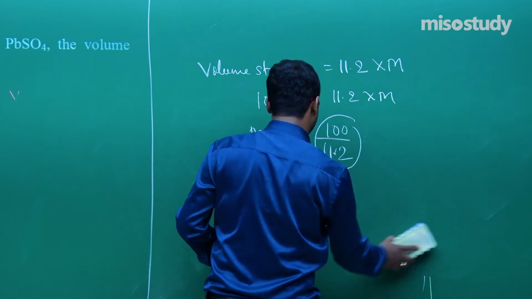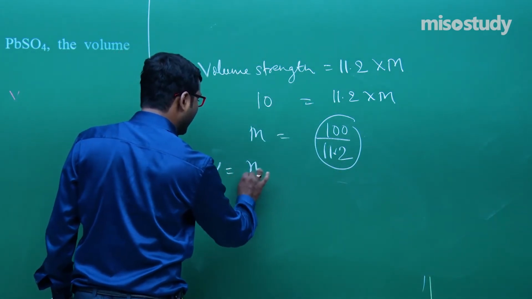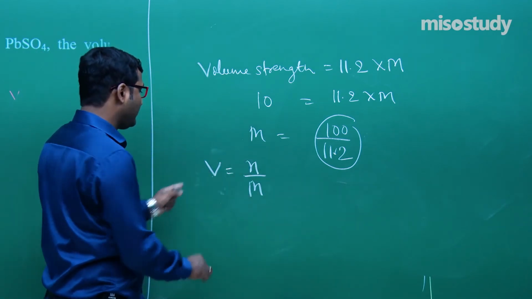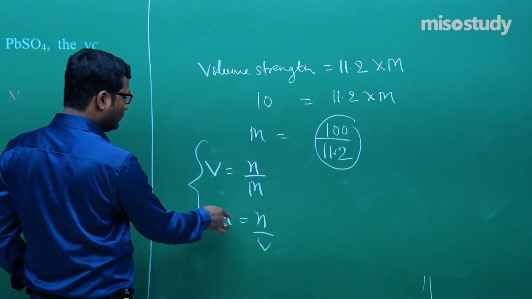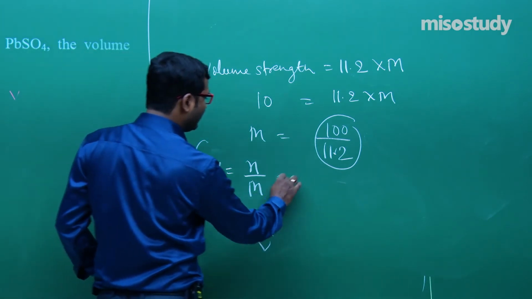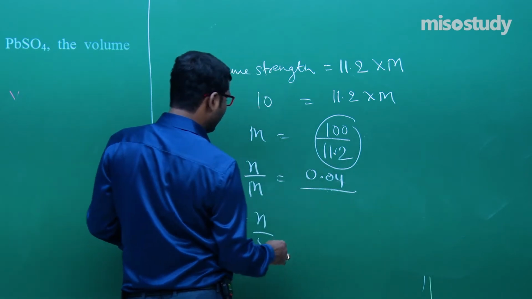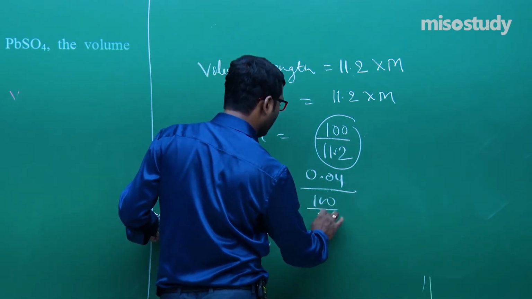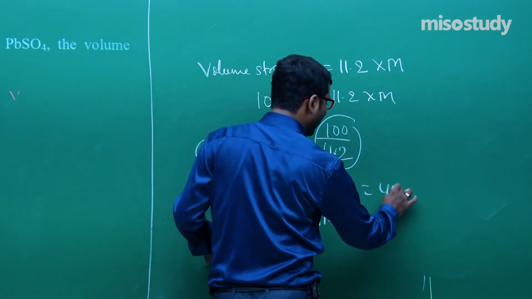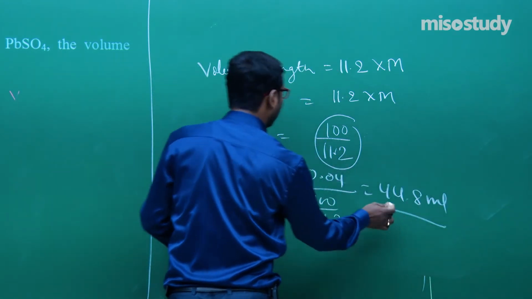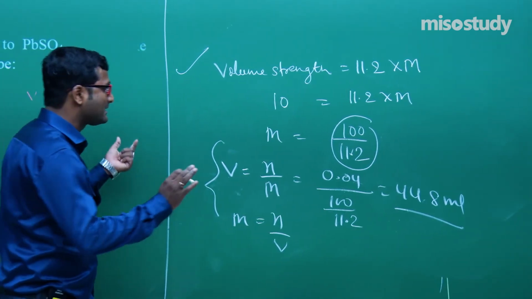You do not need to write like this. One plain calculation is sufficient. Volume is equal to N upon M, because molarity is equal to N upon V, so V is equal to N upon M. N is equal to 0.04. Now molarity is equal to 100 upon 11.2. If you solve, then definitely you will get the answer 44.8 ml. This is another method to approach this question. Clear? This is the simplest method.